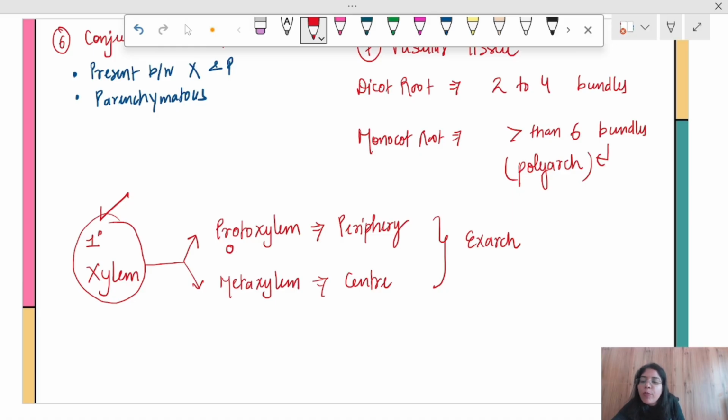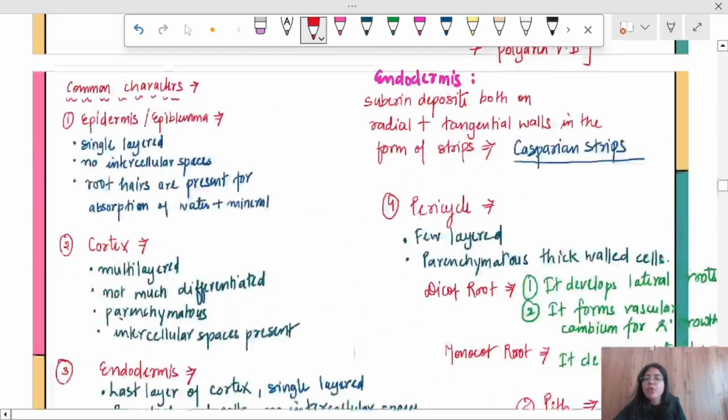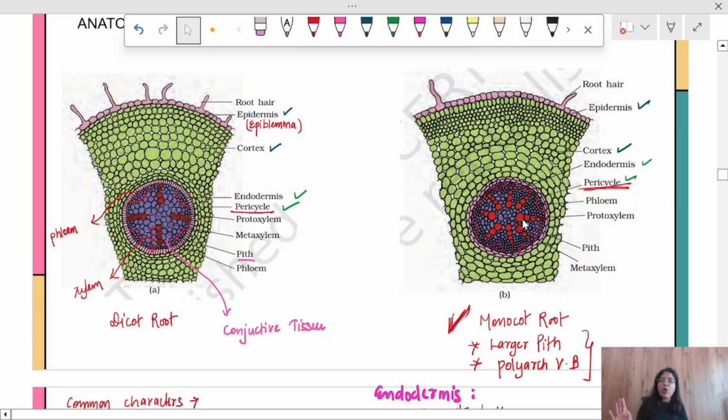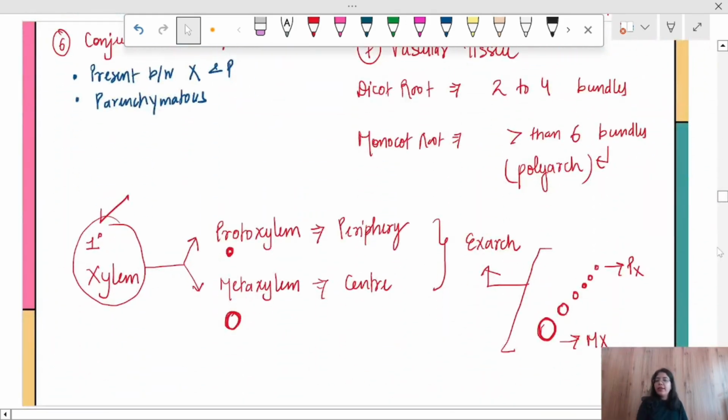When you see the lumen of protoxylem, it is very small, but the lumen of metaxylem is bigger. So from the pith, it is like this. This is protoxylem, this is metaxylem, and this entire arrangement is called exarch arrangement, which you are going to observe in these two sections. Can you see? The bigger xylem is towards the center, and the smallest primary xylem is towards the outer side. All the roots, whether dicot or monocot, have this kind of arrangement. I hope this is clear to you. These are the things which you have to remember in the root section.